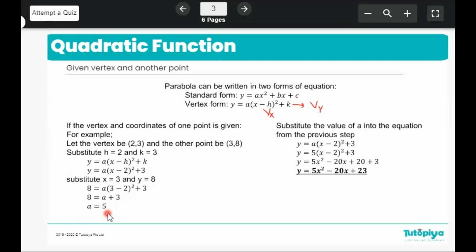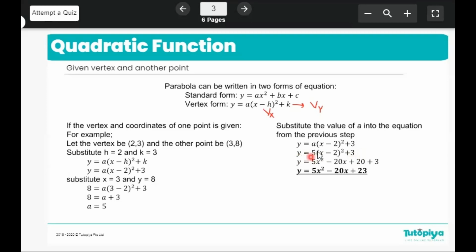Now, once we have the value of a, we can plug in all of the other values that we have already found out. So we know h is 2, k is 3, and a is 5. So we're going to substitute that into our equation, and we're going to end up with y equals 5(x minus 2) squared plus 3. What we can do at this point is expand this equation.